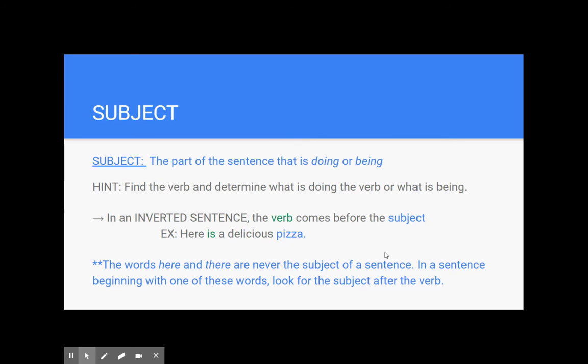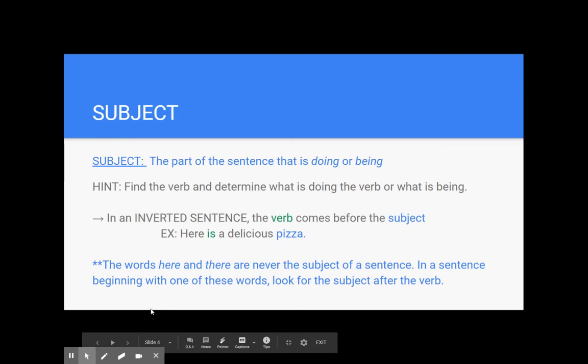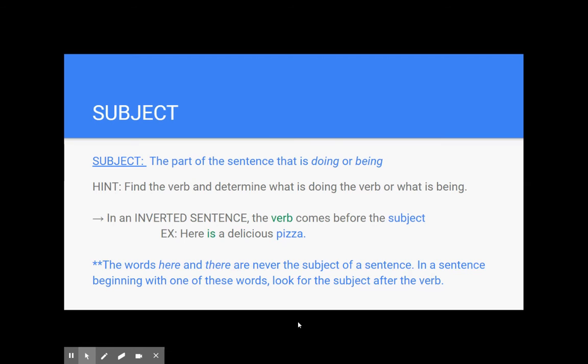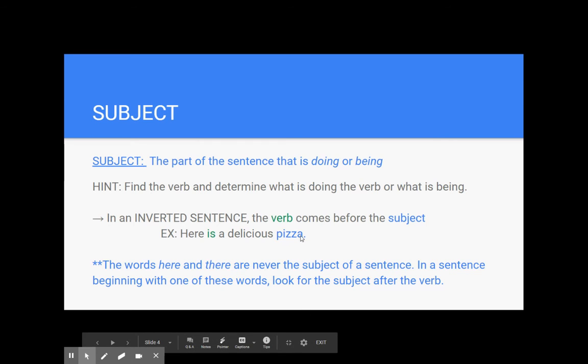Here is another example. This is an inverted one as well. Here is a delicious pizza. Look at what's starred here. This is important to know. The words here and there are never going to be a part of your subject. So in a sentence that begins with one of those words, you know to look after the verb for your subject. Here is a delicious pizza. Our verb is. We have to figure out what the pizza is. So pizza is our subject of that sentence.